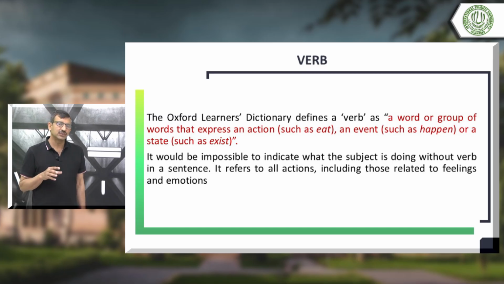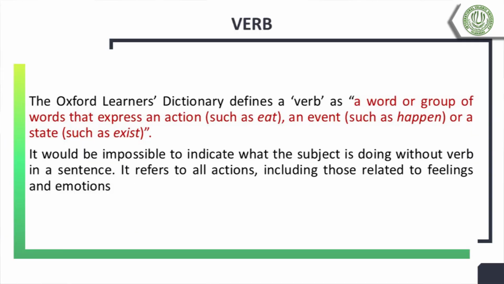It refers to all actions, including those related to feelings and emotions. Verbs are classified into three main categories. The first one is verbs referring to an action. Examples are walk, run, talk. So, these verbs involve the movement of one body in one way or the other.